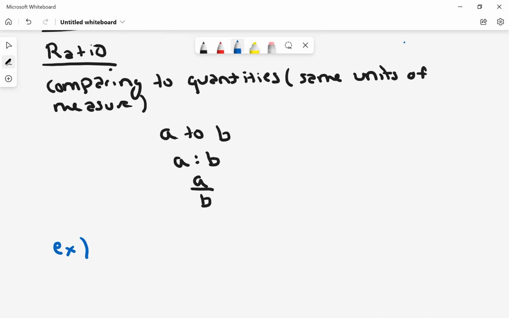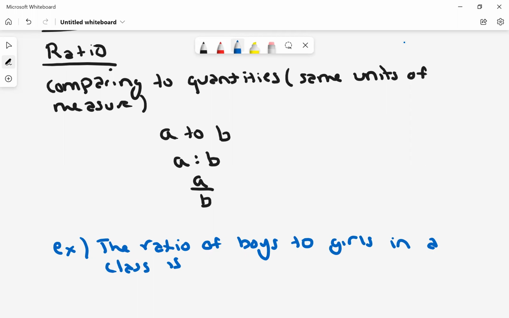Let's say you were told that the ratio of boys to girls in a class is 2 to 3. Okay, so let's explore what that means. And we're going to try to write 4 separate statements about what this means.